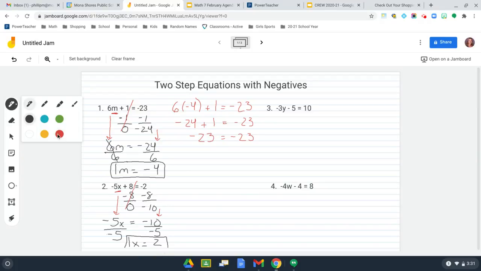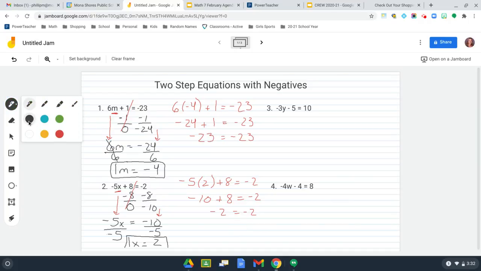I'm going to check this answer as well. I'm going to make sure that if I take negative 5 times 2, my answer, and I add 8 to it, do I get negative 2? Negative 5 times 2, negative 10. Plus this 8, I'm looking to make sure it gives me negative 2. Negative 10, positive 8. You owe me $10. You gave 8 of it back to me. You still owe me 2. Negative 2 equals negative 2. It balances on both sides. I did the equation correctly.